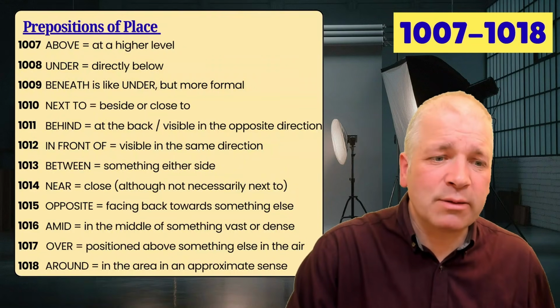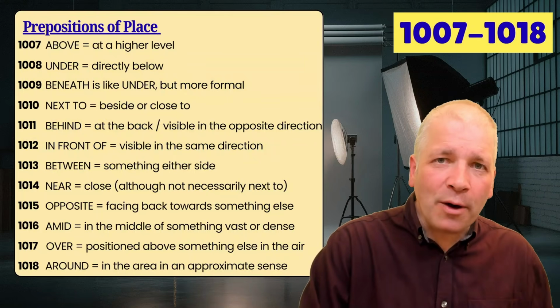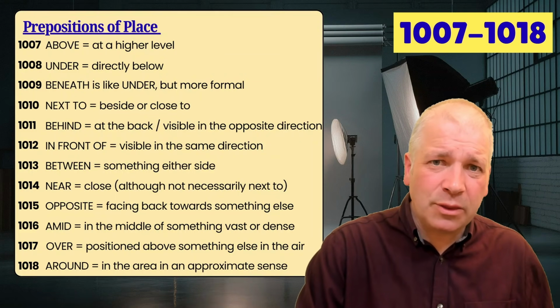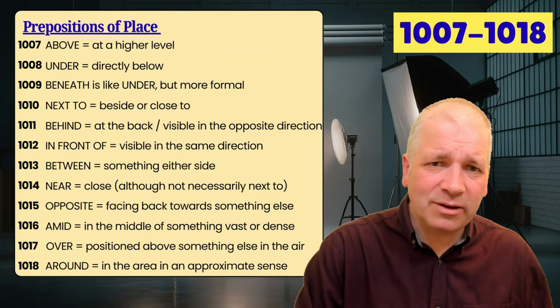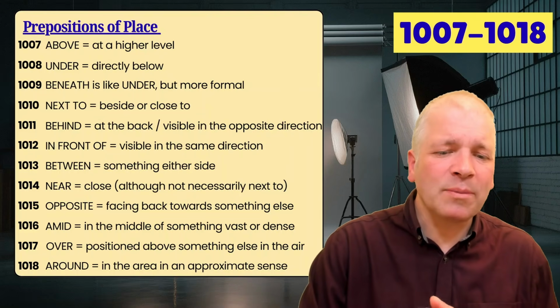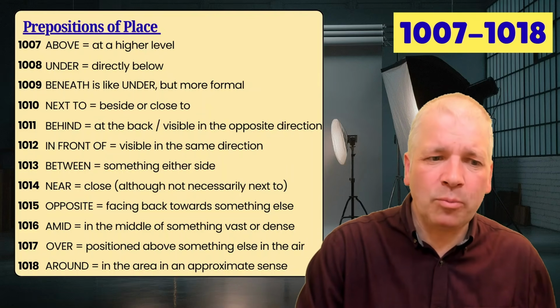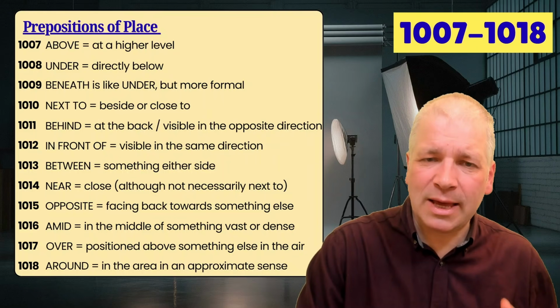And here's a longer list of other prepositions of place beyond in, at and on. Above, under, beneath, next to, behind, in front of, between, near, opposite, amid, which is in the middle of something vast or dense, over and around. These are all prepositions of place we use in English.